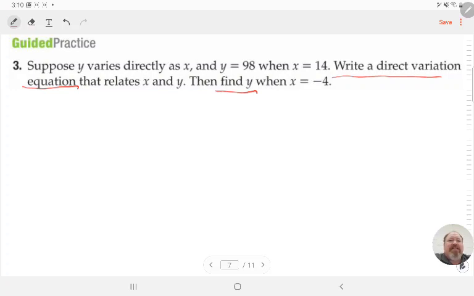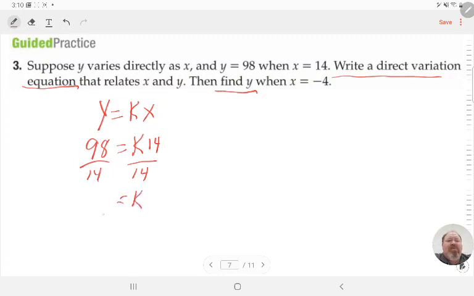All right, welcome back. So I'm going to start with y equals kx. And it tells me that y is 98 when x is 14. So then I'm going to divide both sides by 14, and k is going to equal 7. So my direct variation equation is going to be y equals 7x. So that's the first part. That's the first thing they asked for.